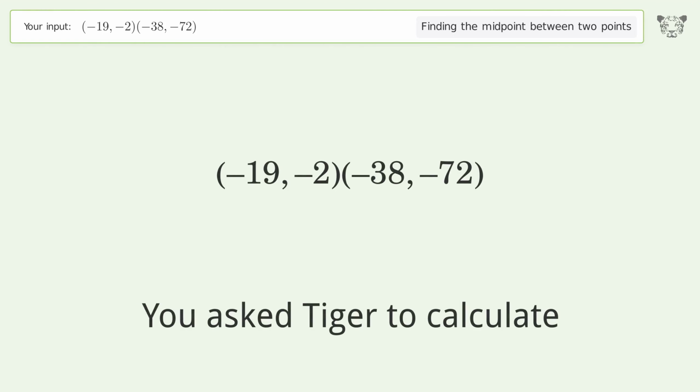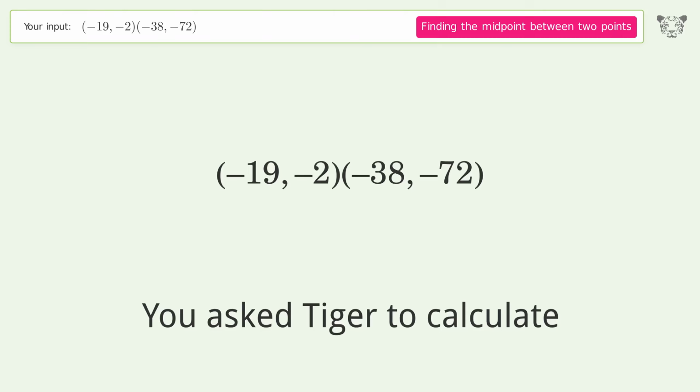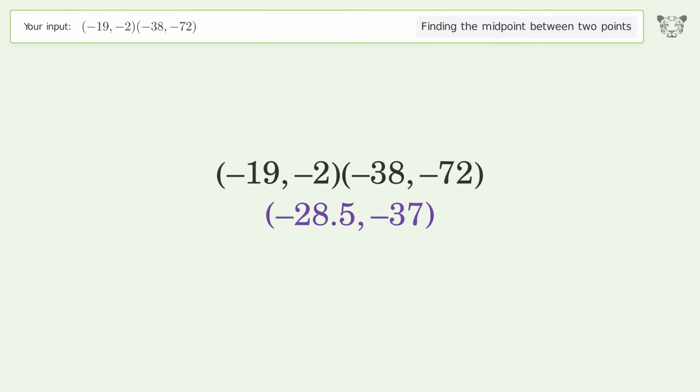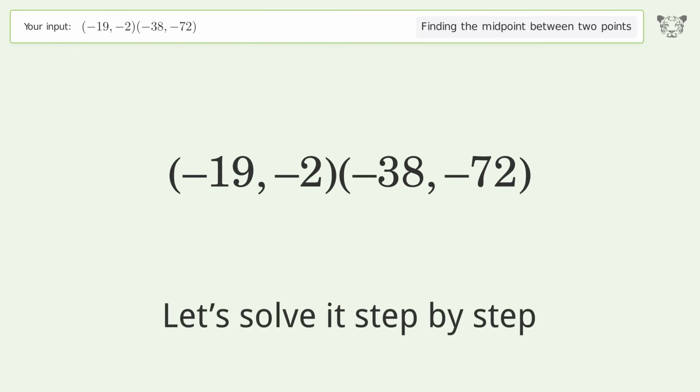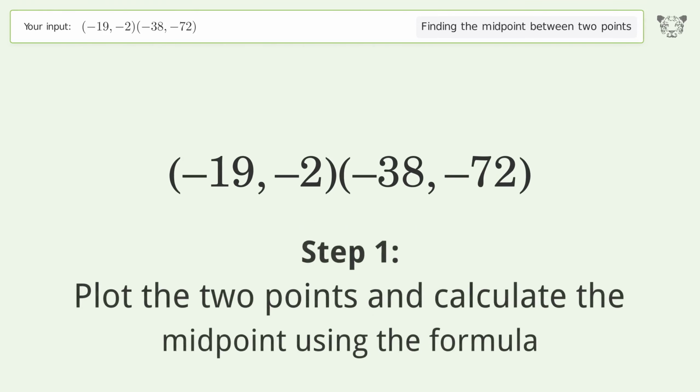You ask Tiger to calculate. This deals with finding the midpoint between 2 points. The midpoint between the 2 points is -28.5, -37. Let's solve it step by step. Plot the 2 points and calculate the midpoint using the formula.